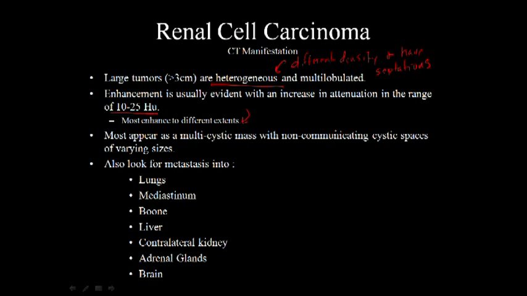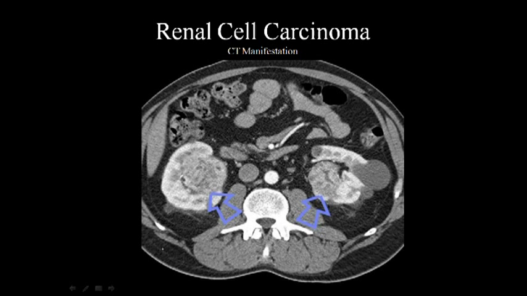Most appear as multicystic mass with non-communicating cystic spaces of varying sizes. And so that's going to be septations because they're non-communicating, and going to be multicystic. Also look for metastasis in lungs, mediastinum, bone, not boon. So this is bone. Liver, contralateral kidney, adrenal glands, and the brain.